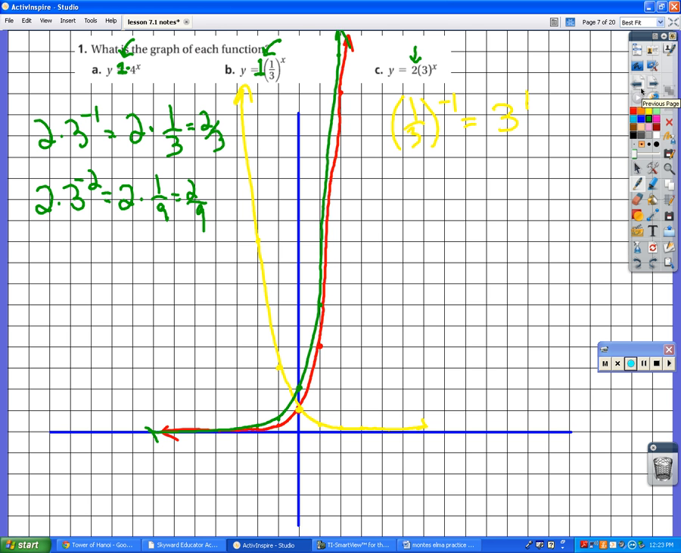Which color graph is an example of exponential growth? The green and the red. The green and the red are both exponential growth because as you go from left to right, they're getting bigger and bigger and bigger. And then that means the yellow is exponential decay because it is going down as we go from left to right.